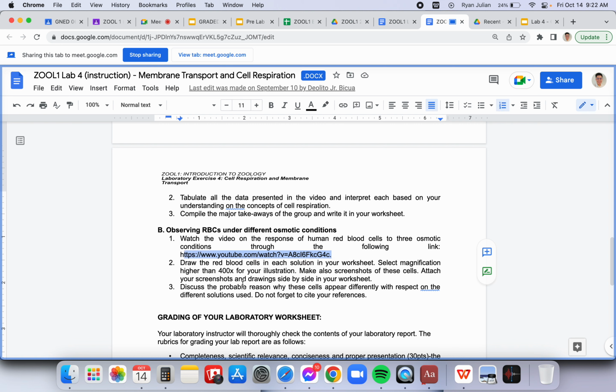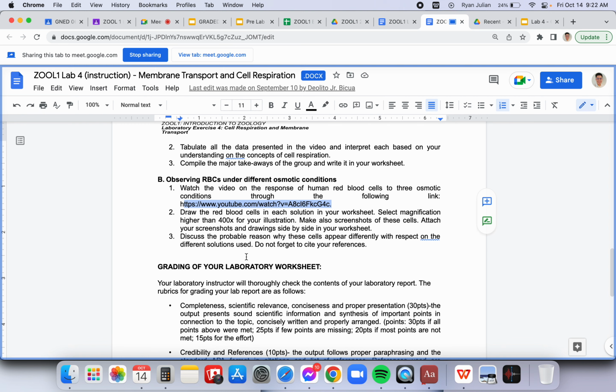You have to draw the RBCs in each solution in your worksheet. Select magnification higher than 400 times for your illustration. Make also screenshots of these cells and attach your screenshots sa worksheet po. And discuss the probable reason why these cells appear differently with respect to the different solutions used. And do not forget to cite your references.